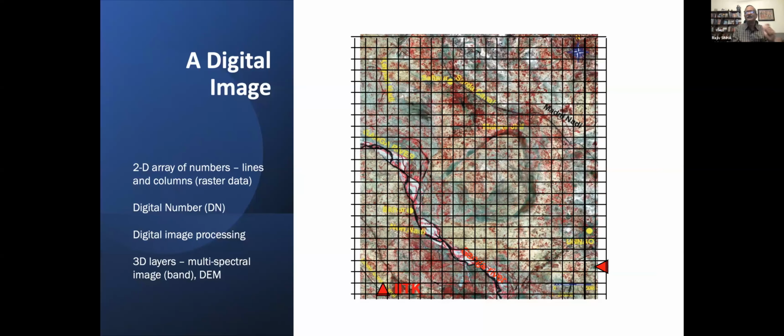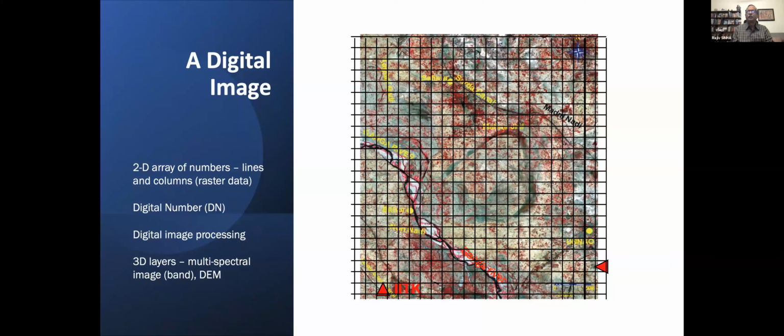So this image is nothing but a raster, a 2D array of numbers, and you can now see that I've overlaid a grid on top of that. Each grid cell is basically a pixel, and each pixel has a value, which is the reflectance value of that particular pixel, and the size of the pixel, as I said before, is determined by the spatial resolution of the data. Okay, and the value of each pixel is called a digital number.